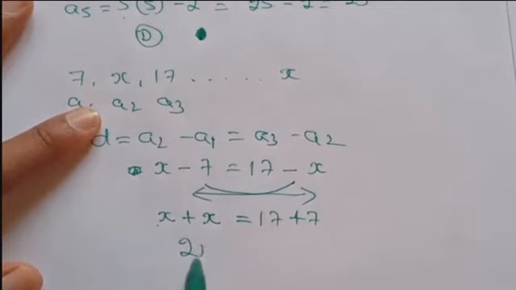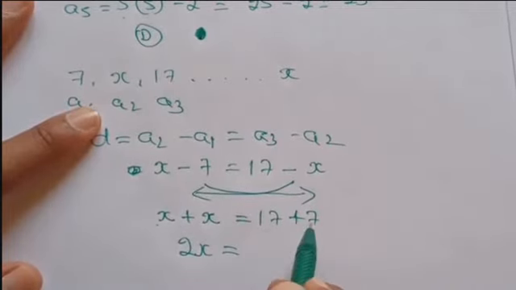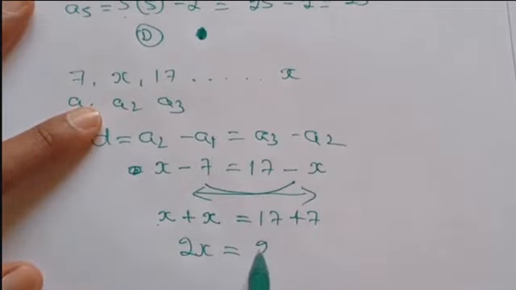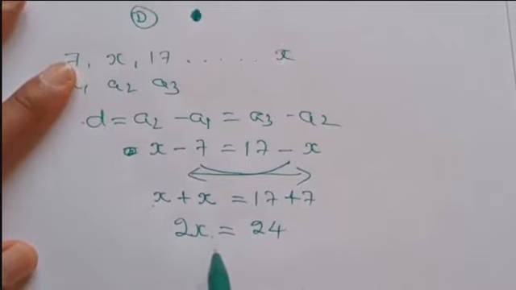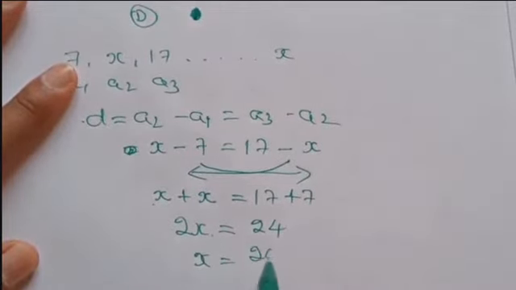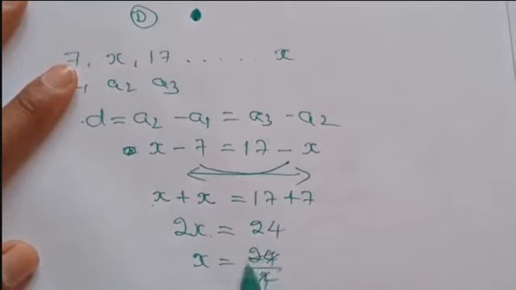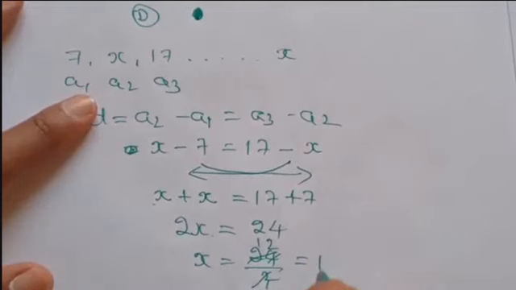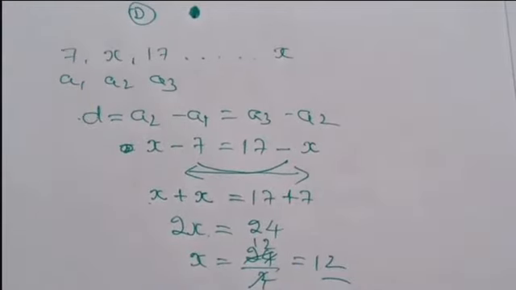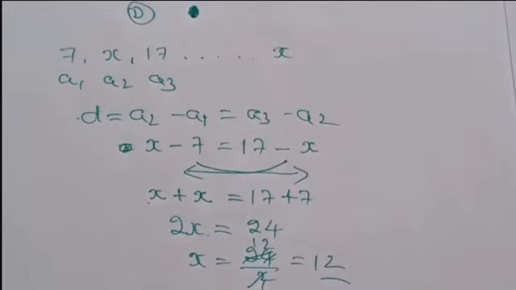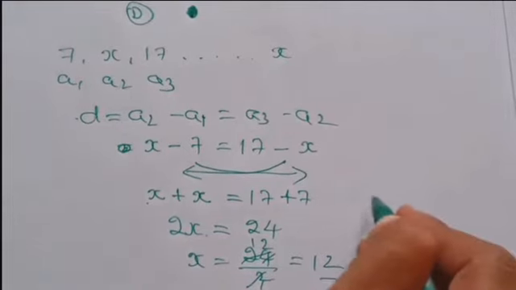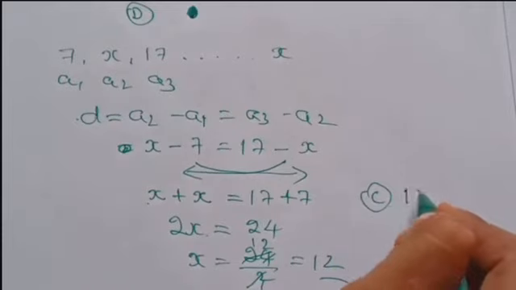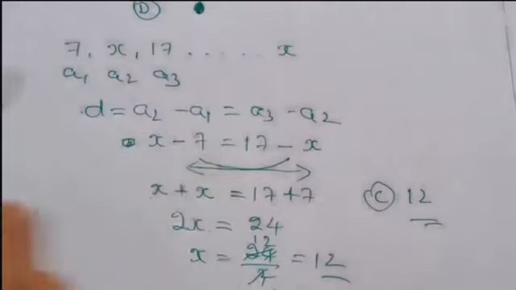is 2x equals 17 plus 7. Okay, so 17 plus 7 is 24. So therefore you need the value of x, right? So x equals 24 by 2, which is 12. Correct? So that means which option is right, children? The C option is right. The answer will be 12. Okay. Now this is the method to solve the problem. Now we'll move on to the next question.